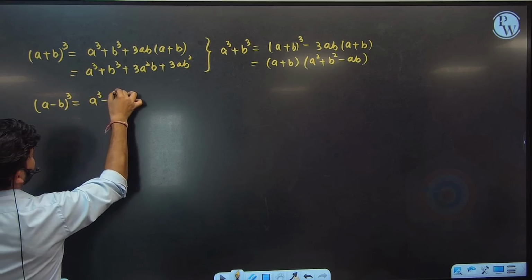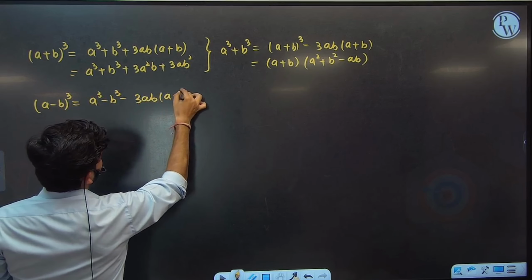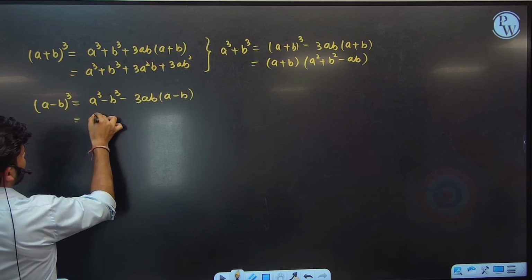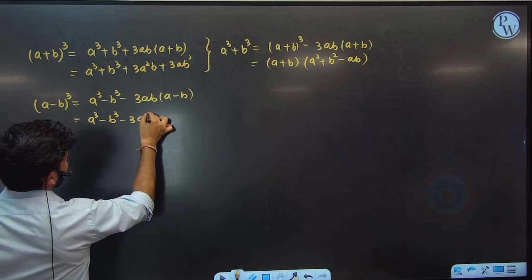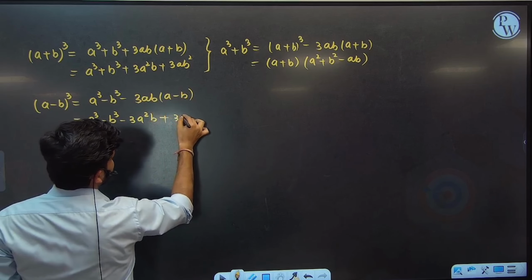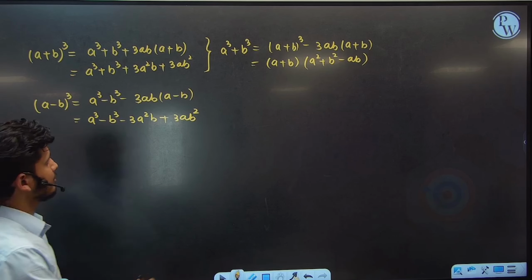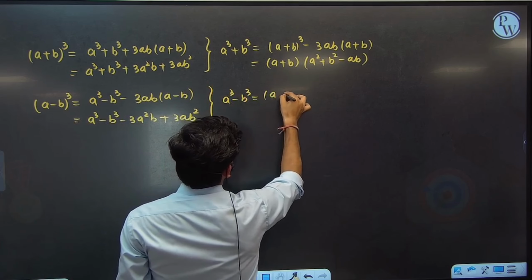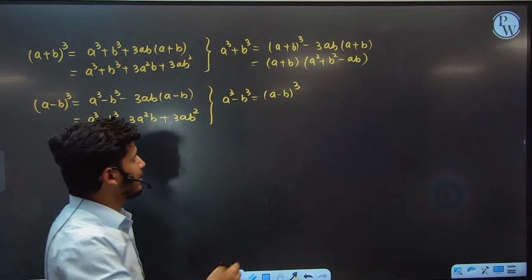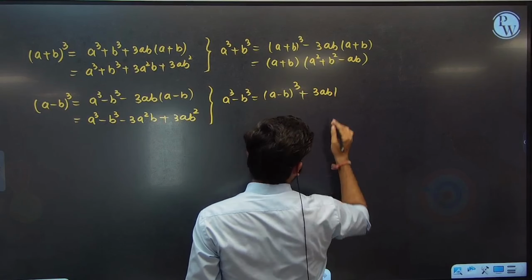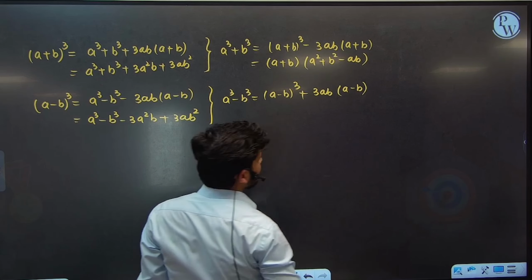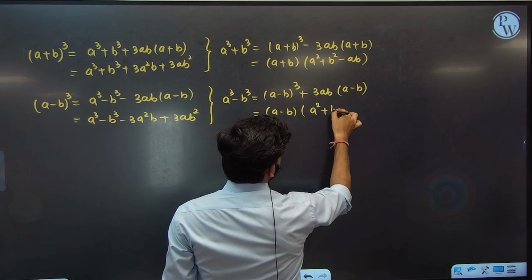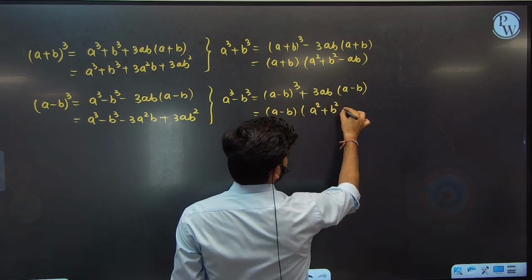Now a minus b whole cube. So a cube minus b cube minus 3ab in bracket a minus b. A cube minus b cube minus 3a square b, and minus minus plus 3ab square. Here a cube minus b cube is equal to a minus b whole cube plus 3ab in bracket a minus b. Done? Now take a minus b common. So a minus b, here a square plus b square minus 2ab, and here plus 3ab. So you get plus ab.